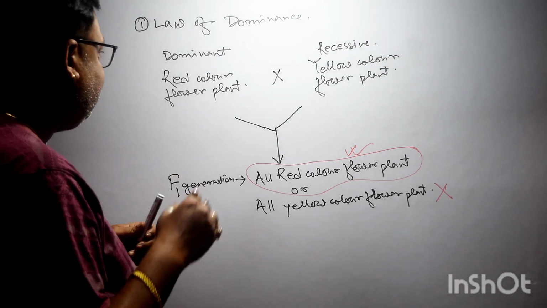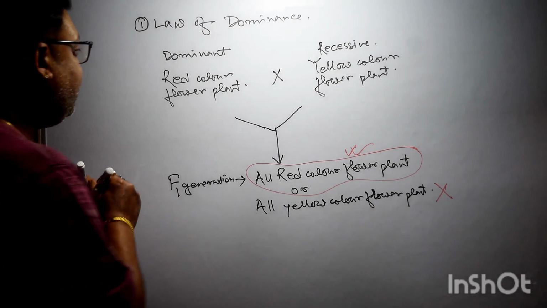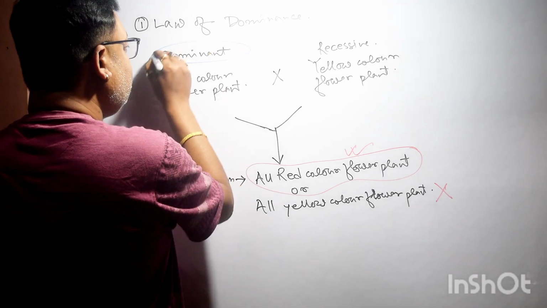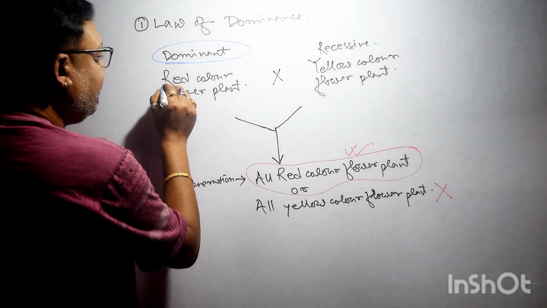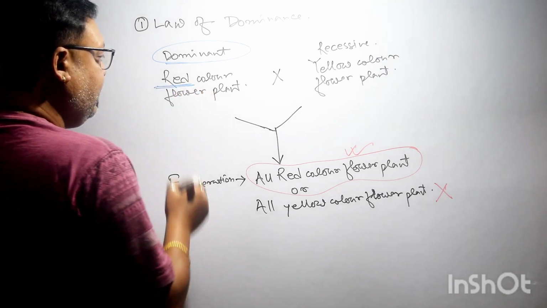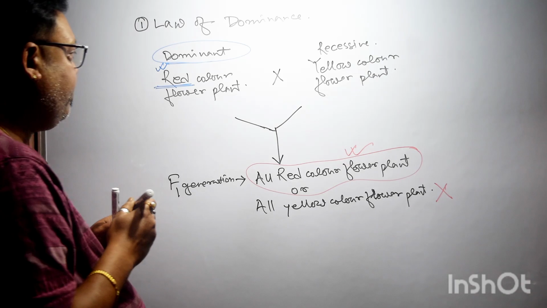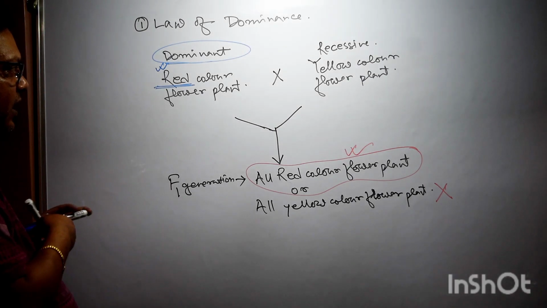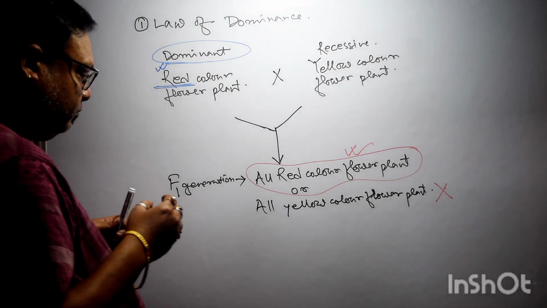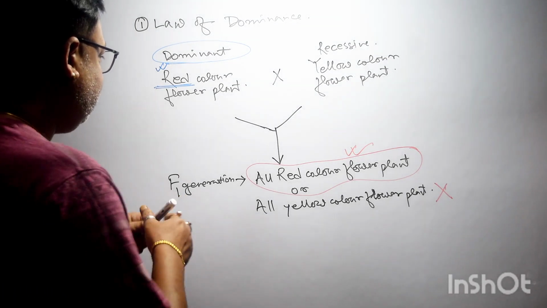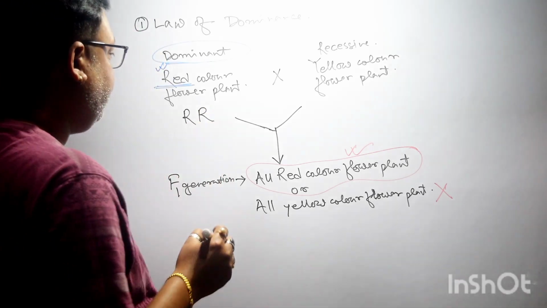In this case the dominant character is red, right? The dominant character is red, and the first letter is R. So to write down the genotype of this, it will be capital R.